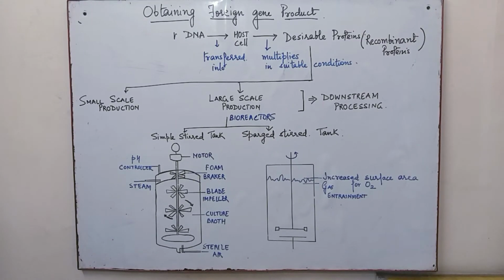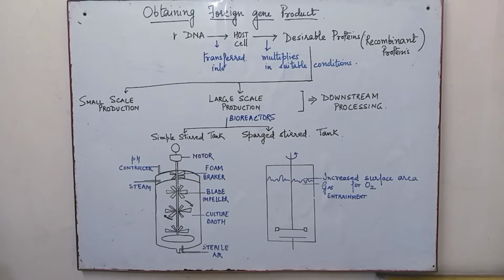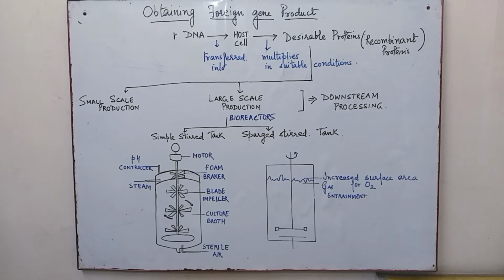In this video, we'll be talking about the rDNA and its products. That means after achieving the rDNA, what are the desirable proteins and how to obtain them. That is why recombinant technology is very important, because it helps us to obtain the proteins which are desired by us or are required by us for various purposes.